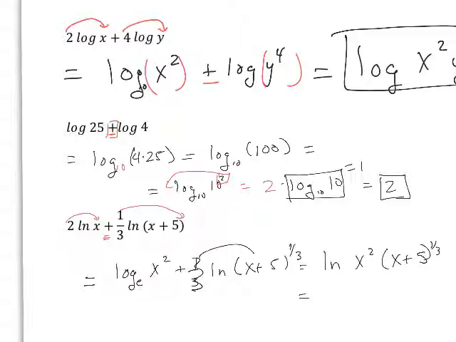The other way you can write this is the natural log of x squared times the cubed root of x plus 5. Both are acceptable answers.